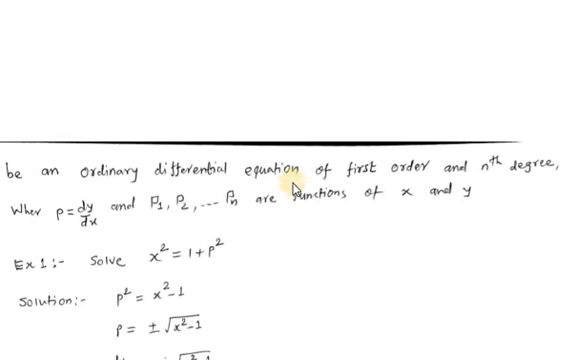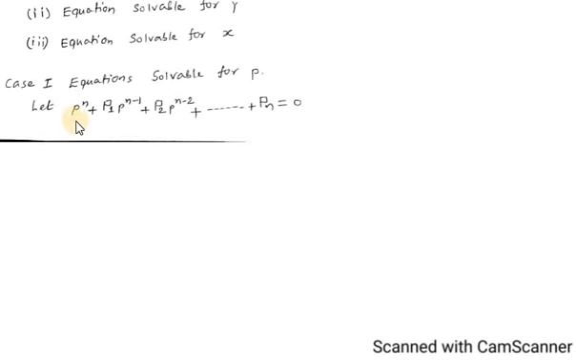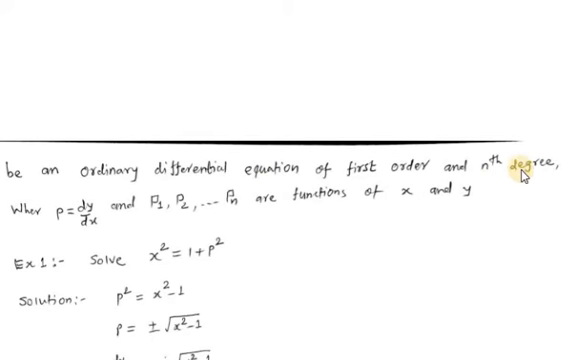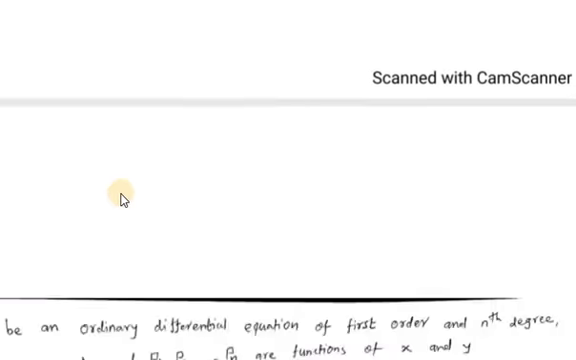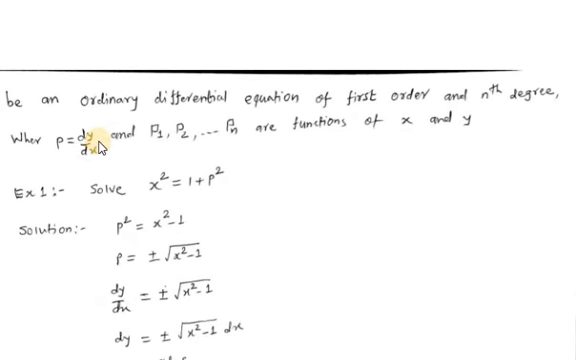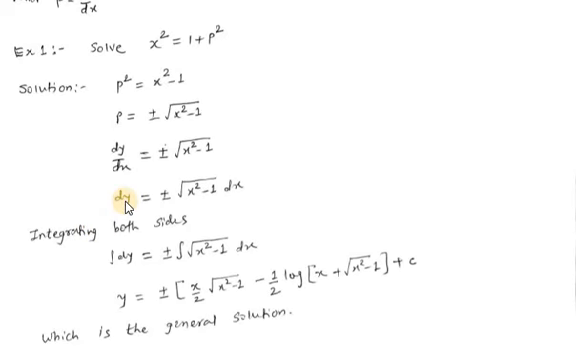This is an ordinary differential equation of first order because small p is dy by dx, and of nth degree, its maximum power is n, where p is dy by dx and capital P1, capital P2 up to capital Pn are functions of x and y. Now we will see examples related to this topic.